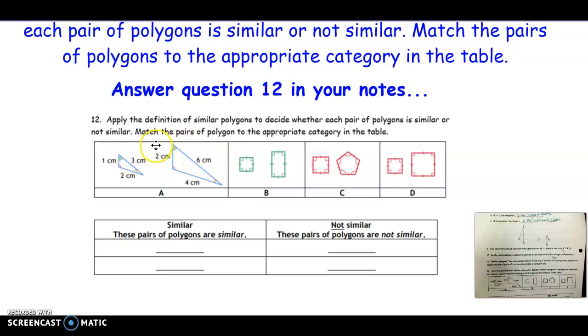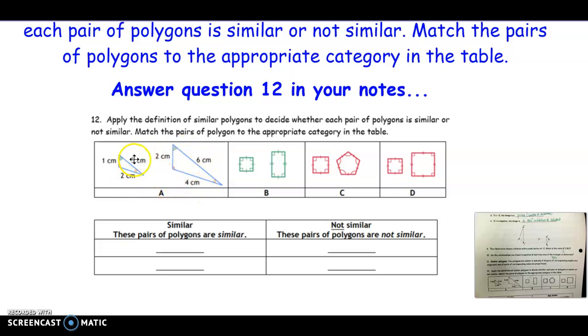So I would put 6 over 3, which is 2. And then the medium sides would be the 2 and the 1. 2 over 1 is also 2. And, I'm sorry, that's the smallest side. The medium sides would be 4 and 2. 4 over 2 is also 2.